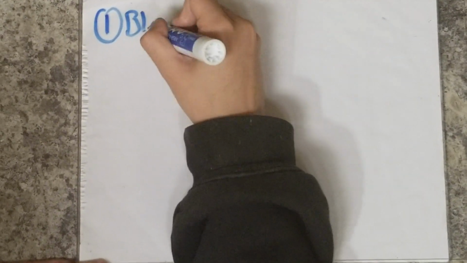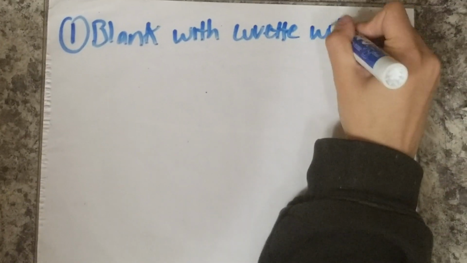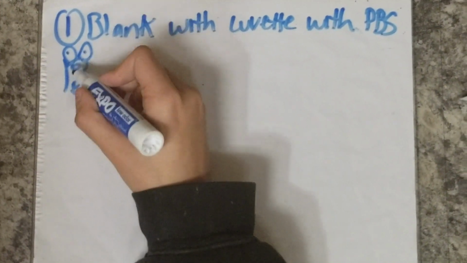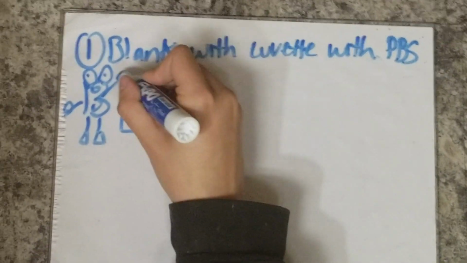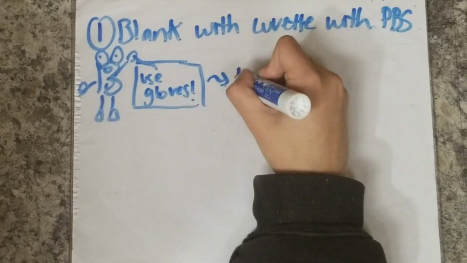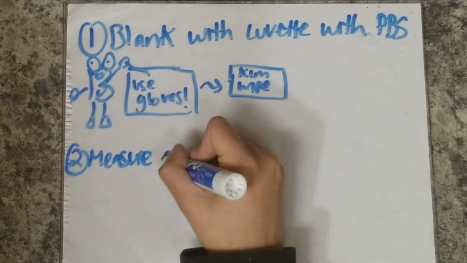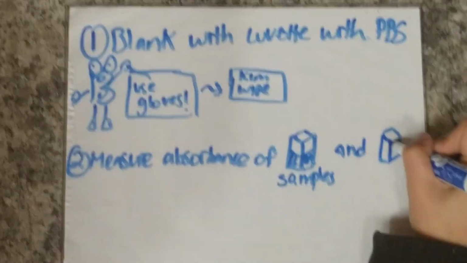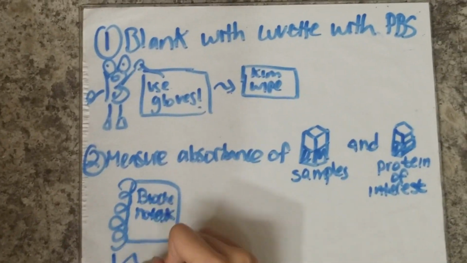First, blank the spectrophotometer using your first cuvette that has PBS. Your blank will be a point of comparison to look at your other samples alongside. Be sure to have on your gloves so that oils on your skin will not disrupt light from the spectrophotometer. Use a Kimwipe to make sure that your cuvettes are extra clean. Next, measure the absorbances of each of your prepared samples, and finally, your protein of interest. Be sure to record your values in a notebook for safekeeping.